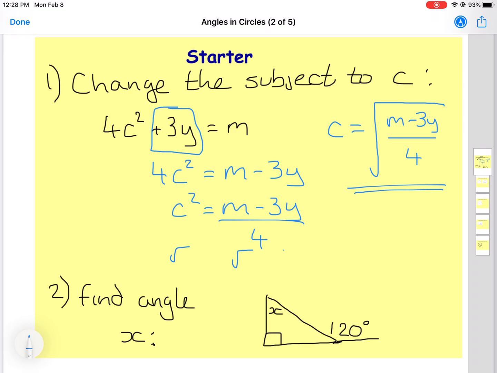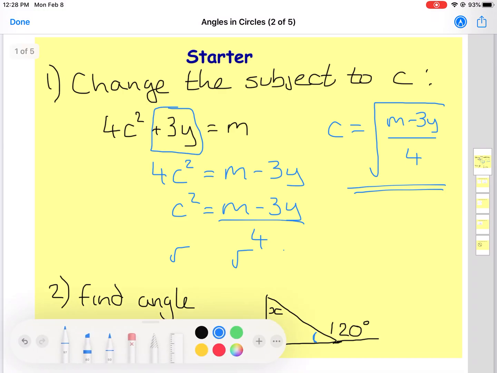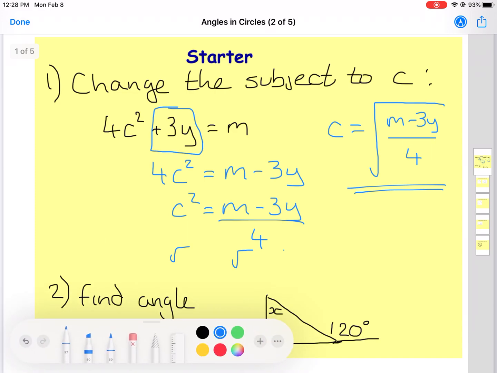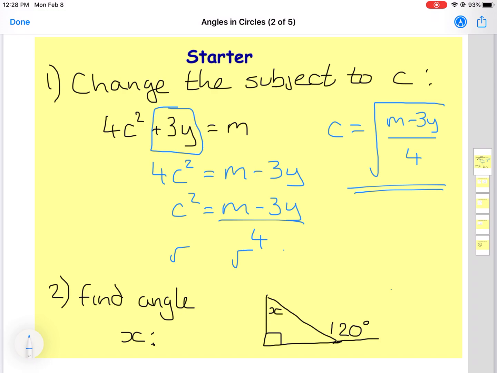For question 2, we have got to find the angle x. In order to do that, we have to find the one beside the 120 first. Now, the 120 is on a straight line with the angle beside it inside the triangle. So 180, take away 120, will give us 60 for that angle down there.